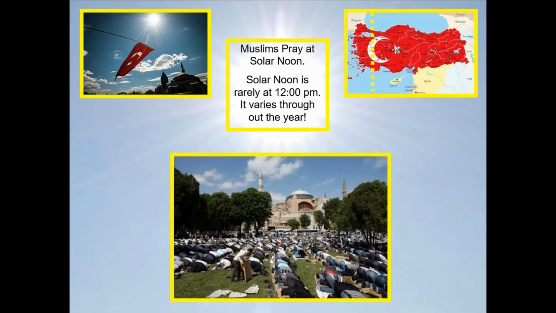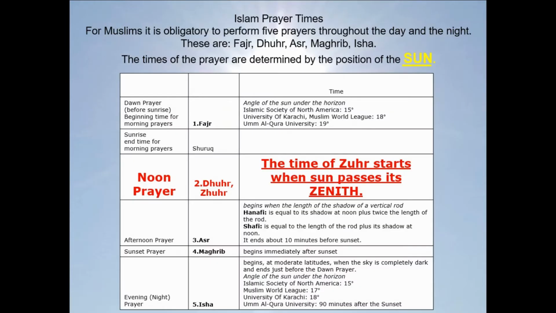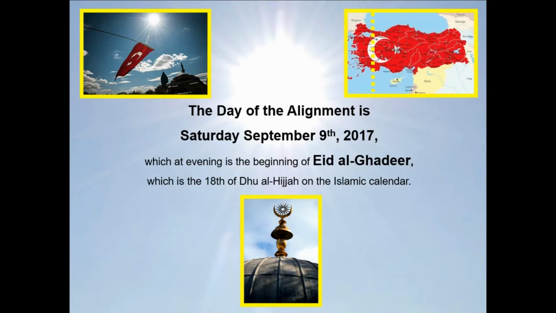What are Muslims doing? They're praying at solar noon. They have to pray at exactly solar noon. They can't do it at noon, like 12 o'clock or 12:01. I mean, it has to be solar noon. And solar noon on that date was 1:11.